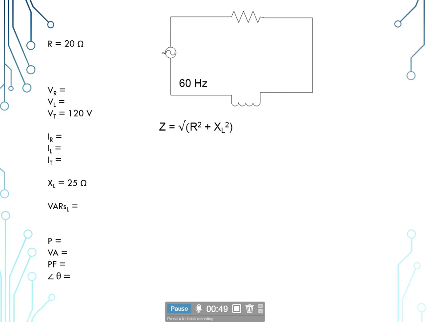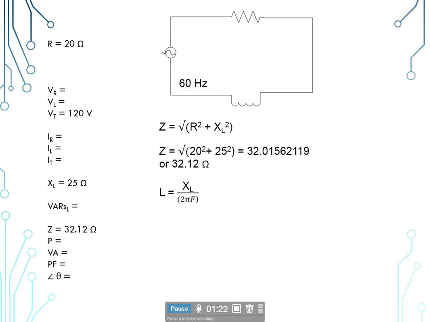We're going to use the Pythagorean theorem, C squared is equal to A squared plus B squared. We're going to change that up a little bit so we can do it in one calculation. So Z, our impedance, is equal to the square root of R squared plus our inductive reactance squared. So R squared would be 20 squared and X sub L squared would be 25 squared. When we plug those in, we come up with a total circuit impedance of 32.12 ohms.